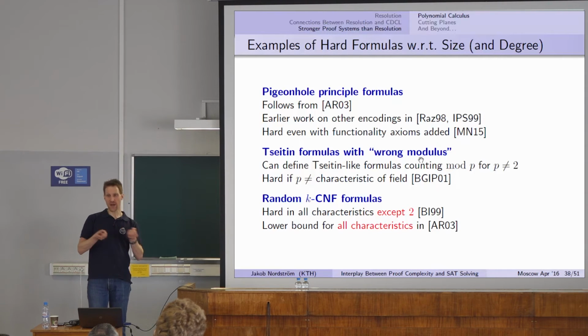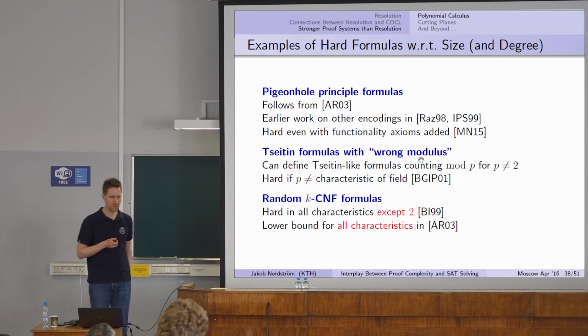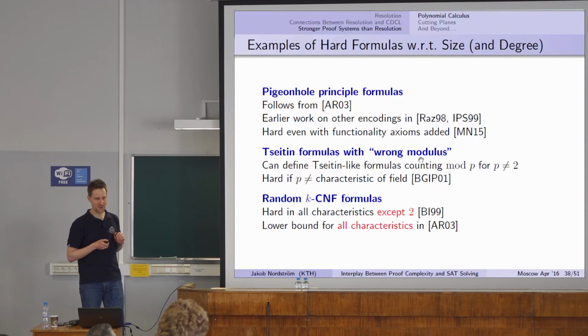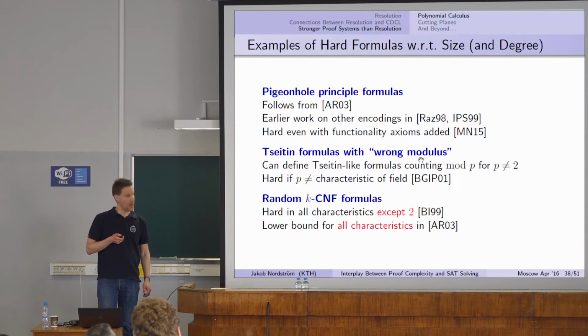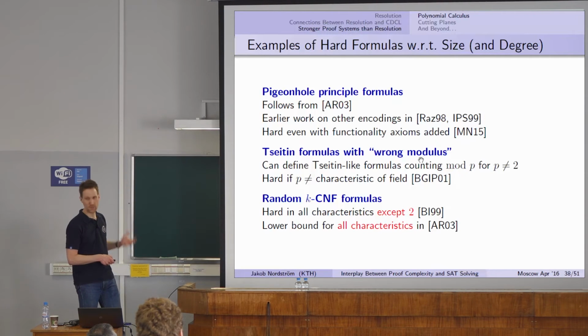These Tseitin formulas, parity reasoning is sort of hard if it is not supported by the underlying field, more or less. I mean, that's a result by you, right? So you think it's reasonable to say that counting mod P is sort of hard if your field has characteristic Q, and P and Q are different. Random k-CNF formulas, that's an interesting case where it was proven that random k-CNF formulas are hard in all fields except in characteristic 2. And then proving that you can do it also in characteristic 2 was a major pain. This is a deep paper.